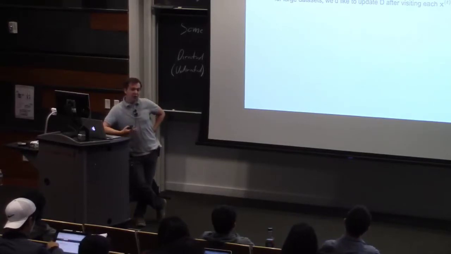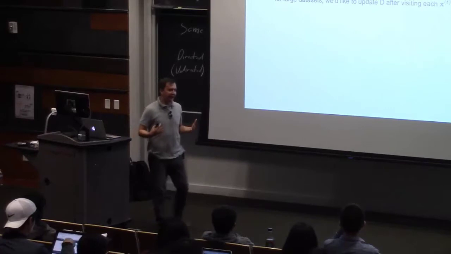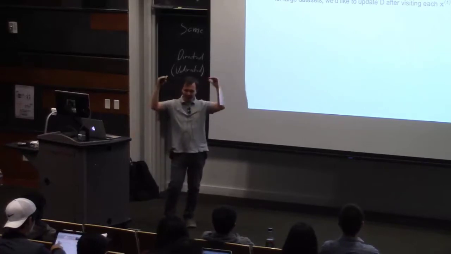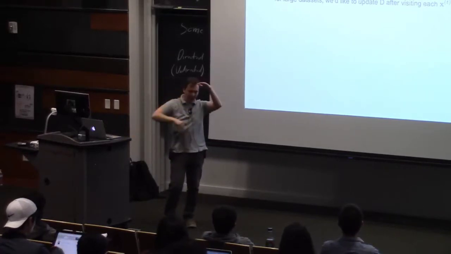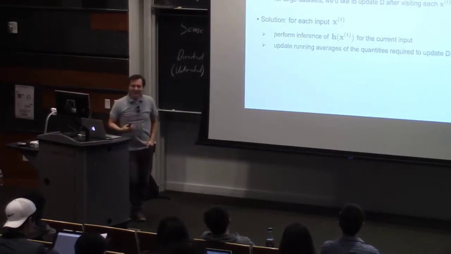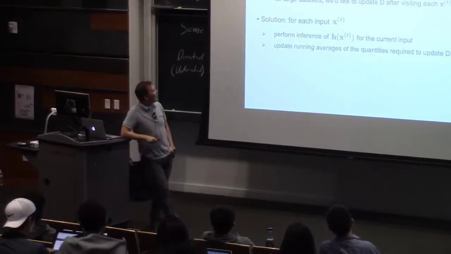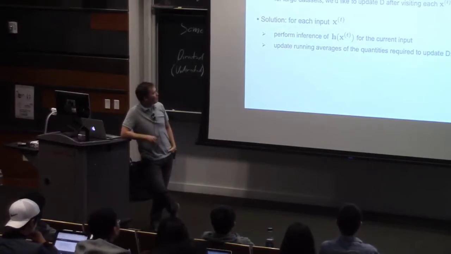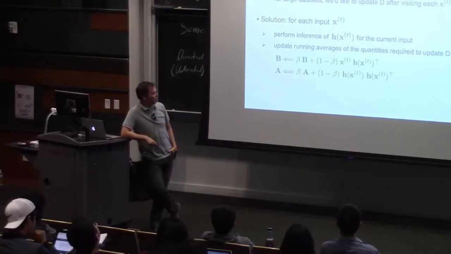So the algorithm that I've shown you so far, really just for every single training example, you infer the states of the hidden variables. Once you have the states of the hidden variables, you update the whole parameter matrix. But then, obviously, in the spirit of online learning or stochastic gradient descent, you can perform inference for the current point and update running averages for the quantities that are required to update D, right? And that's a common algorithm.